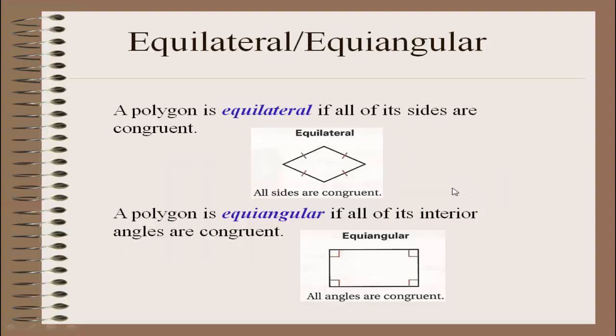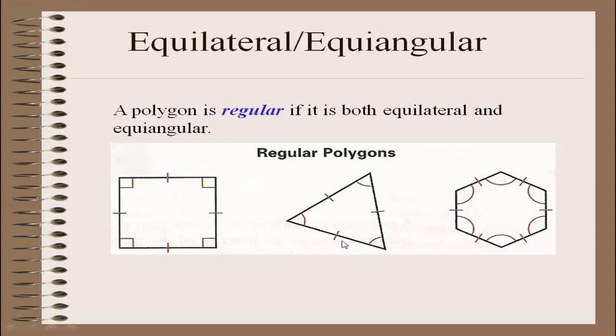I can also classify a polygon by equilateral or equiangular. Equi means equal, lateral means sides. So equilateral, equal sides. Whenever a polygon has all sides congruent, we say it's equilateral. Whenever a polygon has all angles congruent, we say it's equiangular. And whenever a polygon has both, all sides congruent and all angles congruent, we say it's a regular polygon.